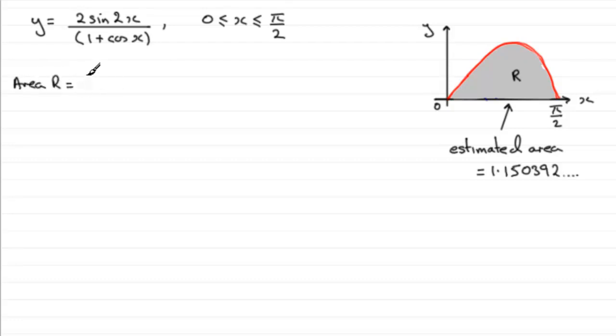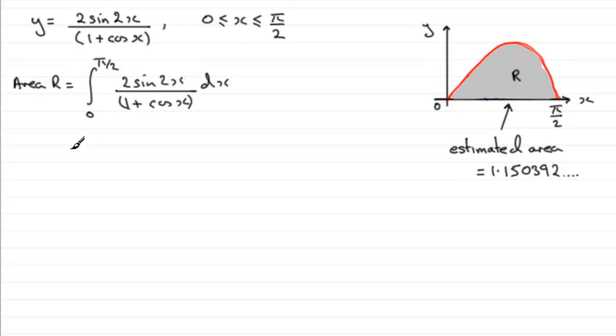equals, but what we need to do is do the integral of y with respect to x between 0 and pi upon 2. So in other words, we need to integrate from 0 to pi upon 2 our equation up here, sine 2x all over 1 plus cos x, and we integrate that with respect to x. But the thing is, in the previous part we found out what this integral was.